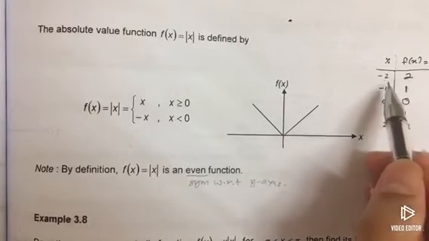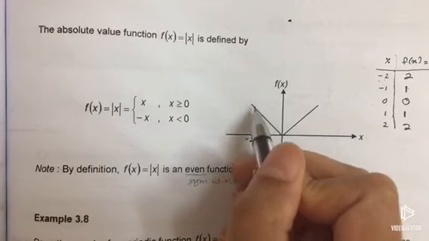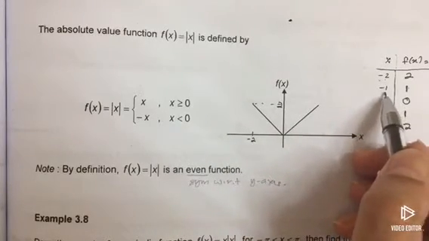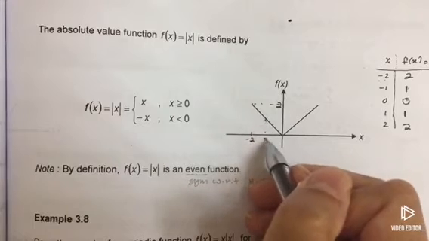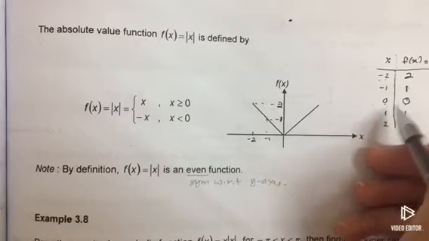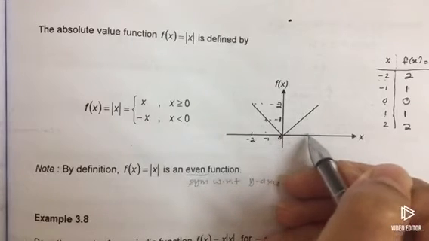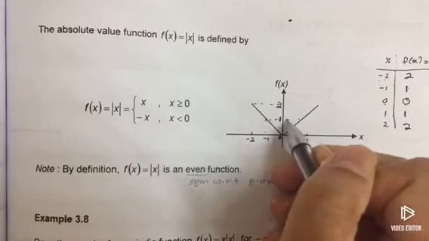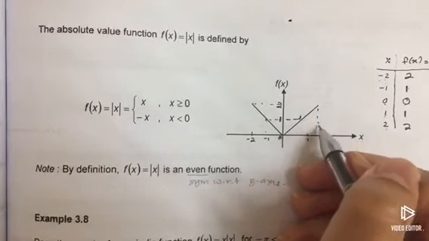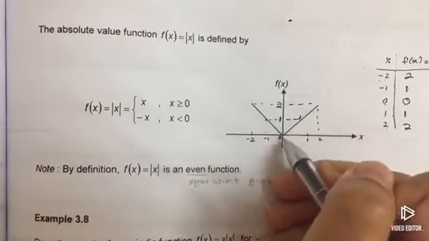So when we draw, for x equal to negative 2, let's say negative 2 here, f(x) equal to 2. For x equal to negative 1, let's say here is negative 1, f(x) equal to 1. For x equal to 0, f(x) equal to 0. Then for x equal to 1, f(x) equal to 1. For x equal to 2, f(x) equal to 2. So we get these two lines.